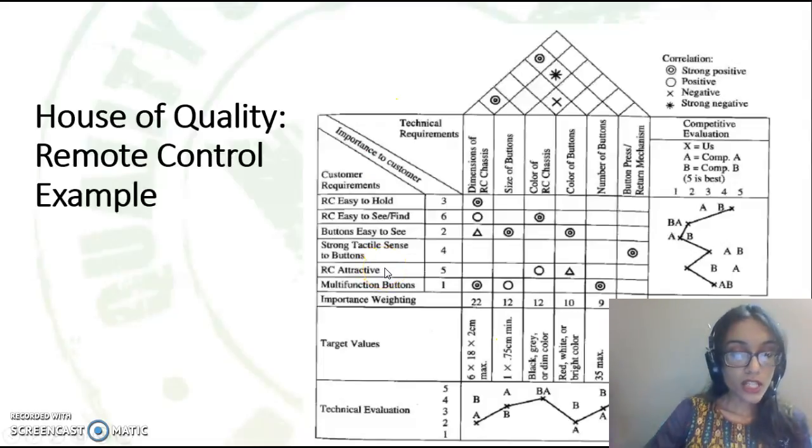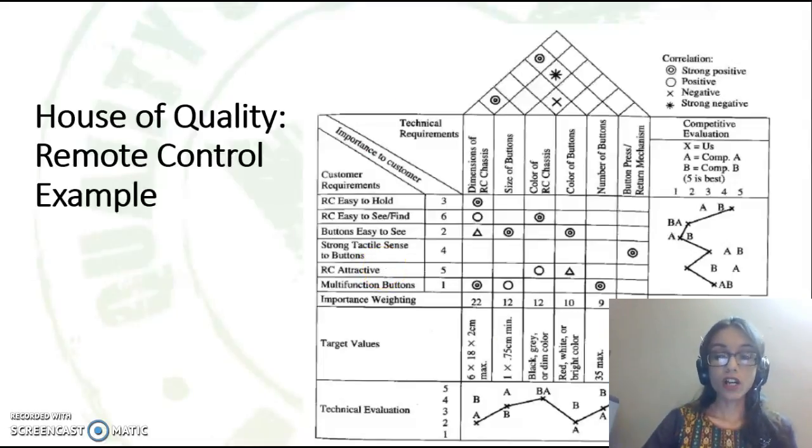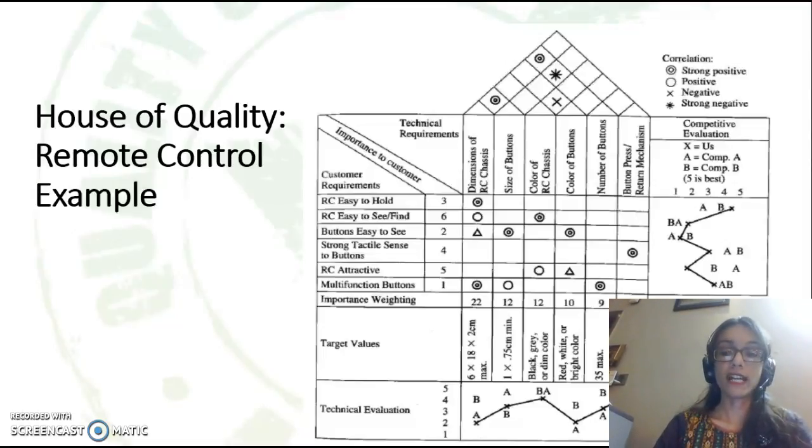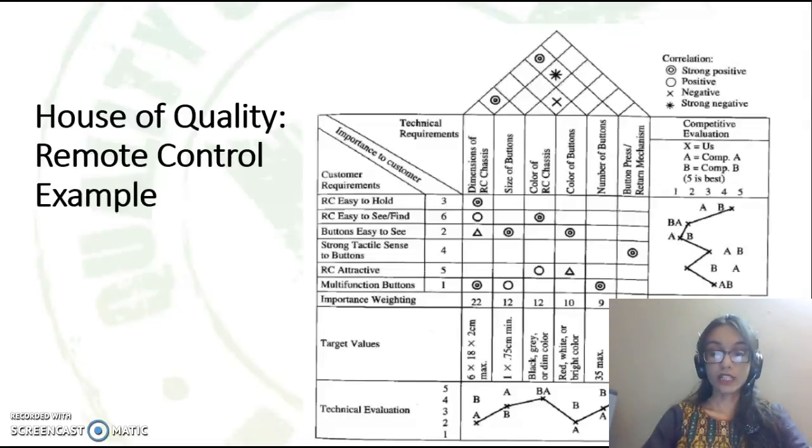So we can see that using this house of quality, we have translated our qualitative customer needs and wants into quantitative parameters and measures which can be achieved by different departments like manufacturing, engineering, design, finance, quality control, etc., to meet the customer needs and wants.